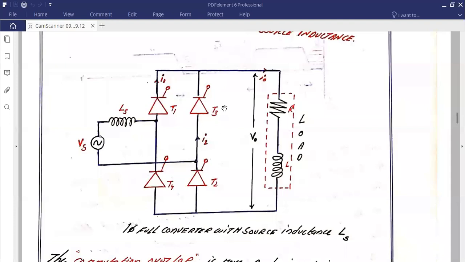As the supply voltage is reducing, ultimately it shifts from the positive half cycle conducting devices to the negative half cycle conducting devices. Positive conducting devices should transfer the current to the negative half cycle conducting devices. So T1 T2 should provide the current to T3 and T4. Again T3 and T4 should provide the current to T1 and T2. That is a continuous process throughout the operation of the converter.